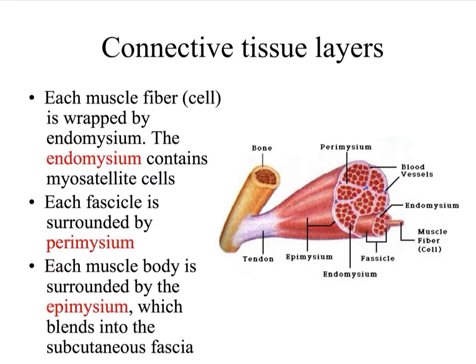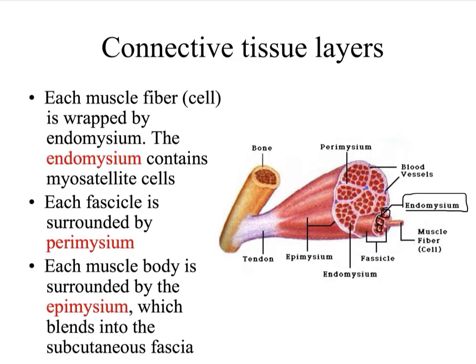Now on the previous slide we went upwards as far as size. Now we're going to go downward a little bit. Each individual muscle cell itself is wrapped by endomysium. So the endomysium is going to be the location of the myosatellite cells I referred to earlier. The endomysium is going to be the smallest layer of connective tissue covering here. You're covering an entire muscle cell here.